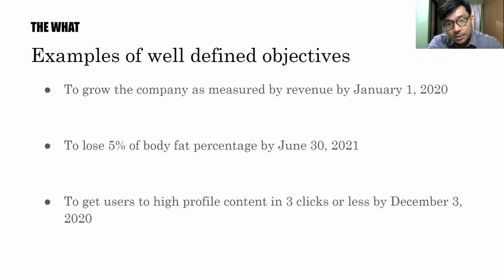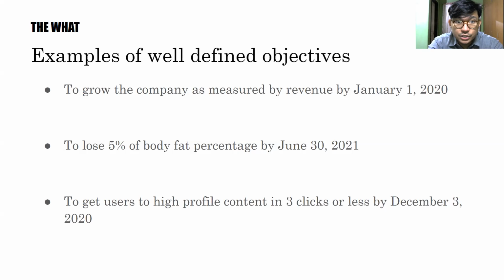Okay, so what are some examples of well-defined goals? First example, a business-related example, to grow the company as measured by revenue. So this is your metric, by January 1. Of course, you can add the exact revenue target. So grow your revenue by 10%. So it's very, very clear. If that was 9.99, you know, it's close, but you didn't really achieve that objective. So yeah, like that.